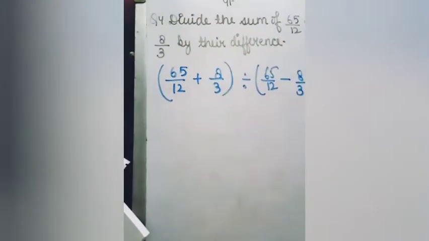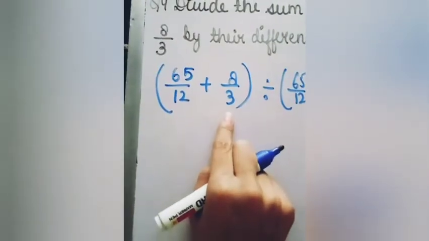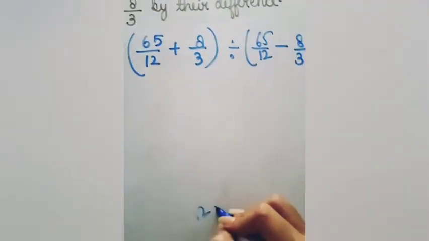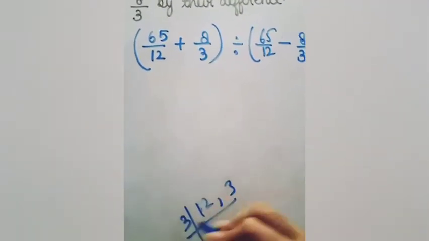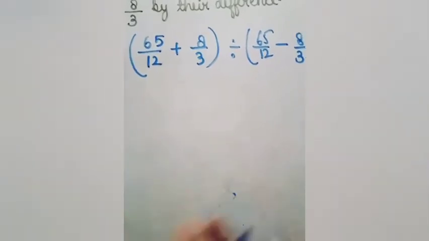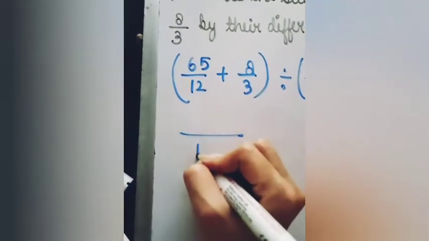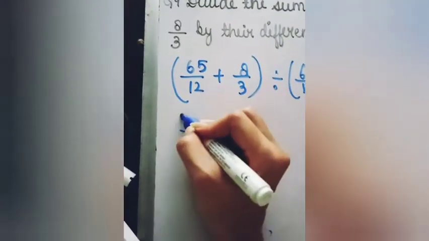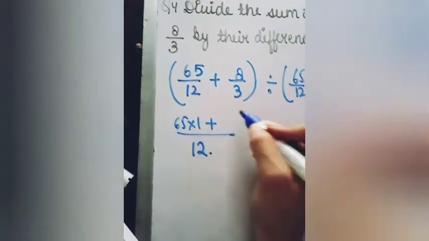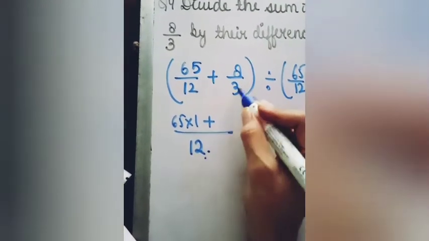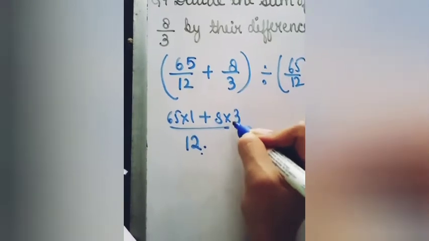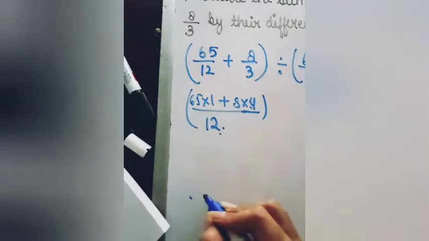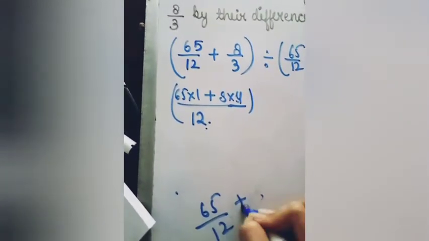Now find the sum. How do you add the fractions? First we find their LCM. The LCM of 12 and 3 will be 12. Okay, so 12. Now, 12 ones are 12, so we will multiply the numerator by 1 also. 3 times 4 makes 12, so we will multiply 8 by 4 as well. Or you can solve it in the rough first.